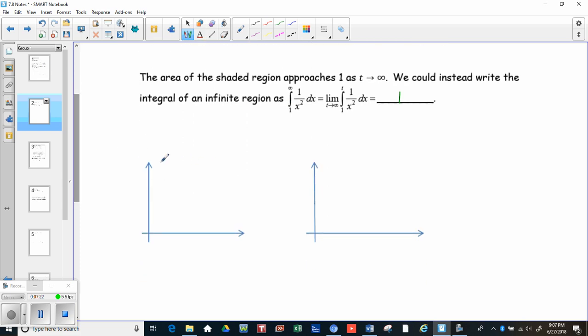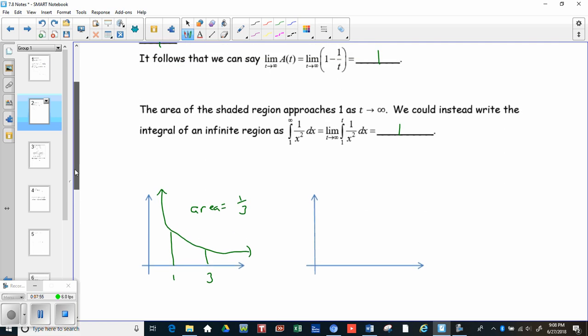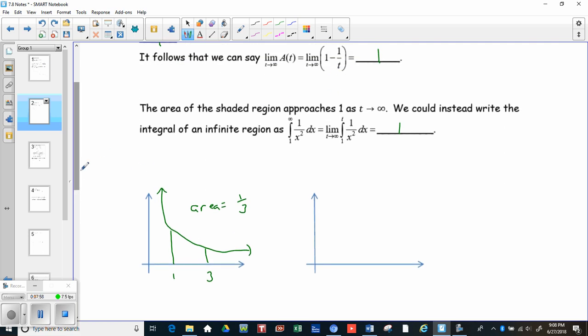So again, if I drew 1 over x squared, something like that, that's not very good, but you get the idea. Here's 1, and we'll say that this is 3. Well, if I were to take the antiderivative and plug in 3 and 1, we would get the area to be 2/3. And again, I could go back up to this thing right here and figure that out if I really wanted to.